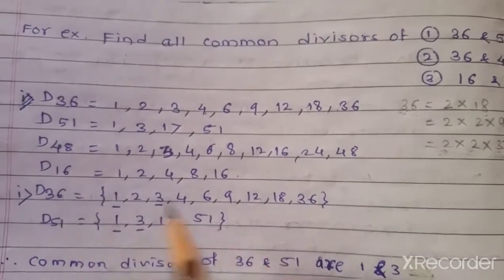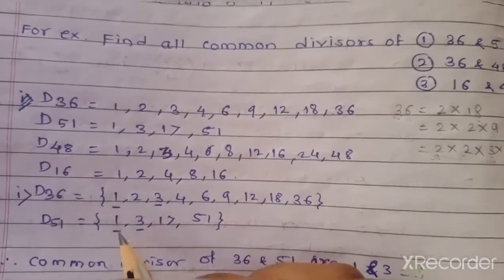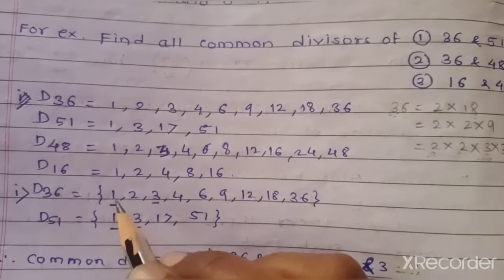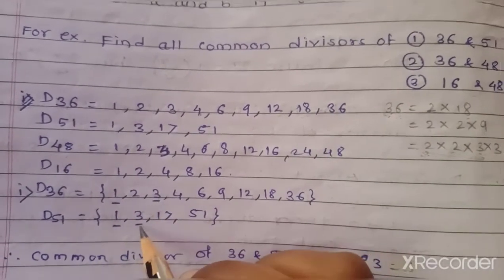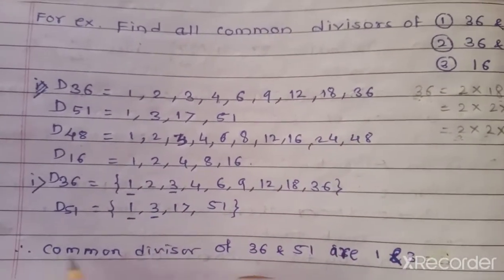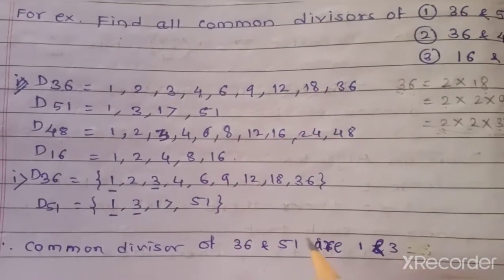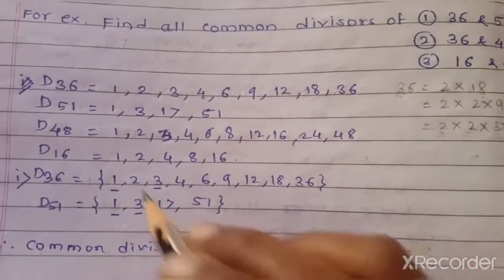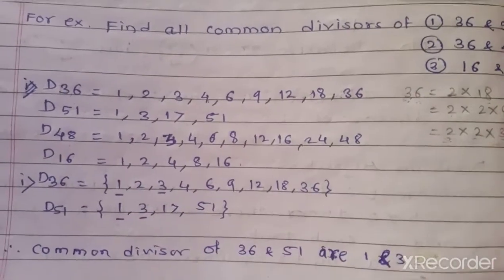Among this set we have to check which are the common elements that occur in both sets. So 1 is common, 3 is also common. So we may write down, therefore, the common divisors of 36 and 51 are 1 and 3. 1 and 3.